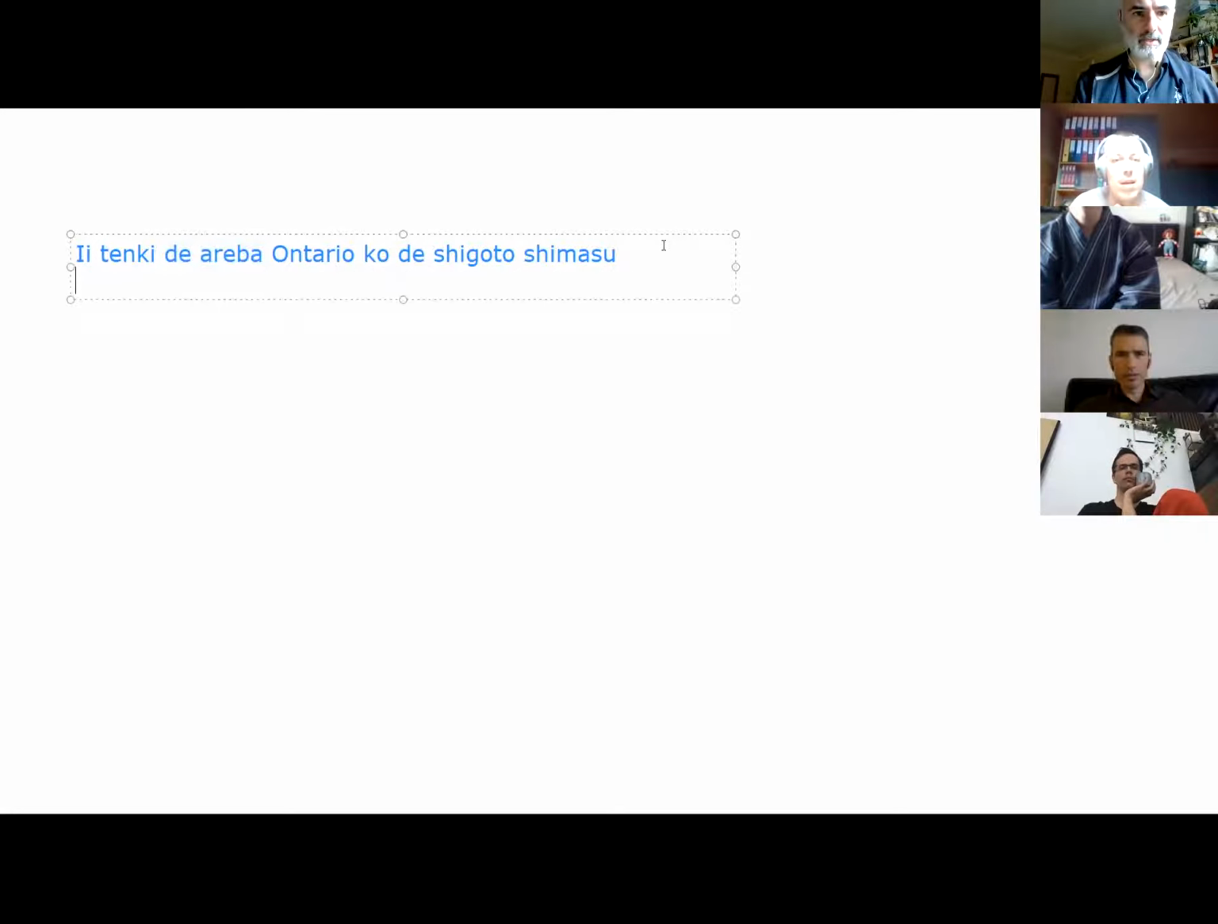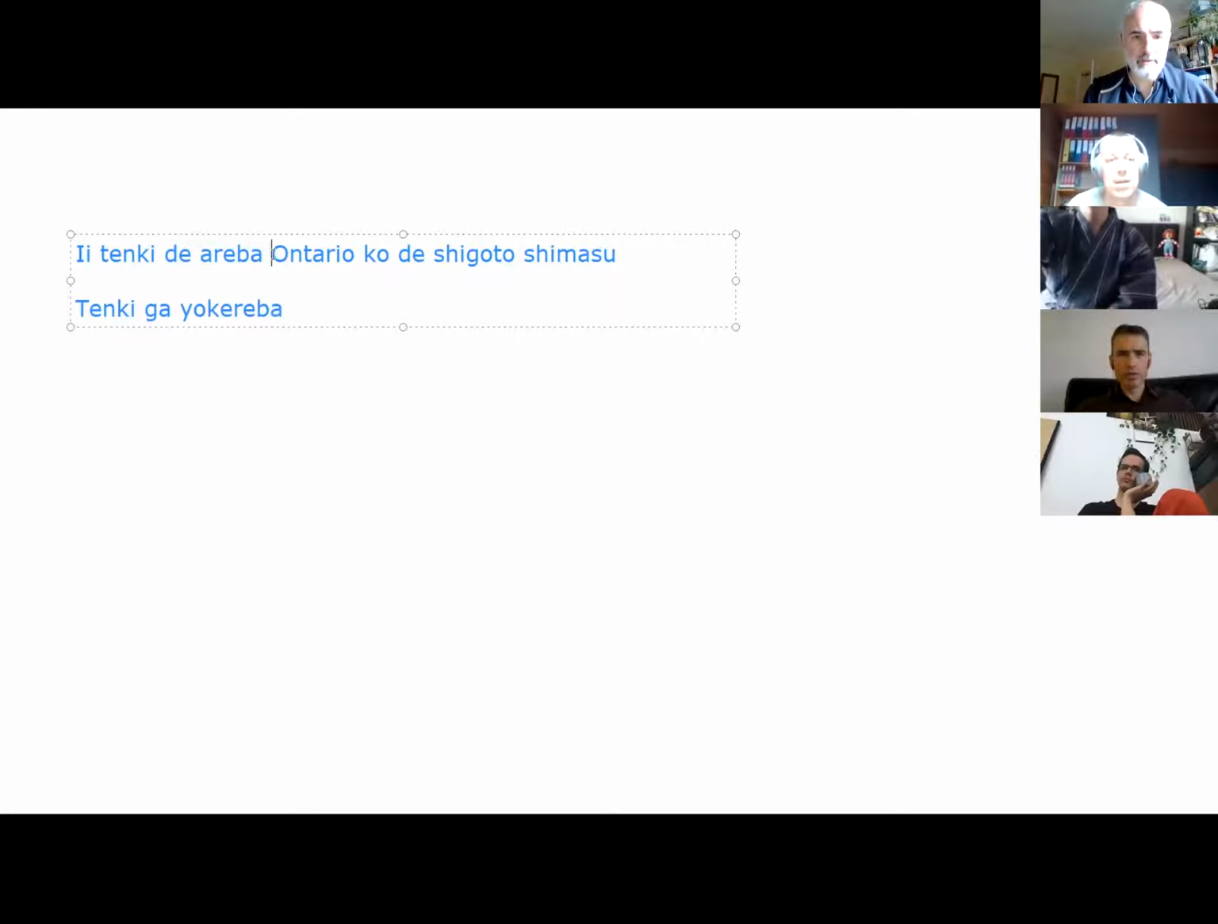So the other way you can say this is 'tenki ga'. So now we put tenki, weather, as the subject of the topic. 'Yokareba'. This is the other way you can say this. So either of these are fine. Both of these mean the same thing.